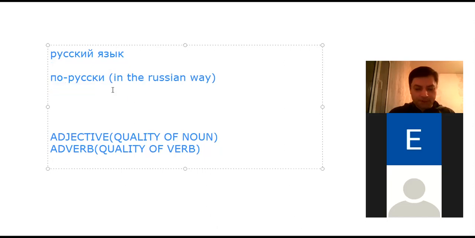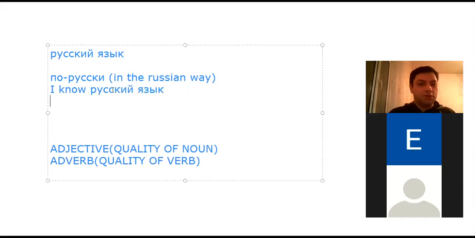And if you say that I know Russian language, then this is already not an adverb, but should be a noun or adjective. Here you must say, I know русский язык. Or you want to say Russian language is difficult: Русский язык сложный. Here you can't exchange it with по-русски. This would be incorrect.